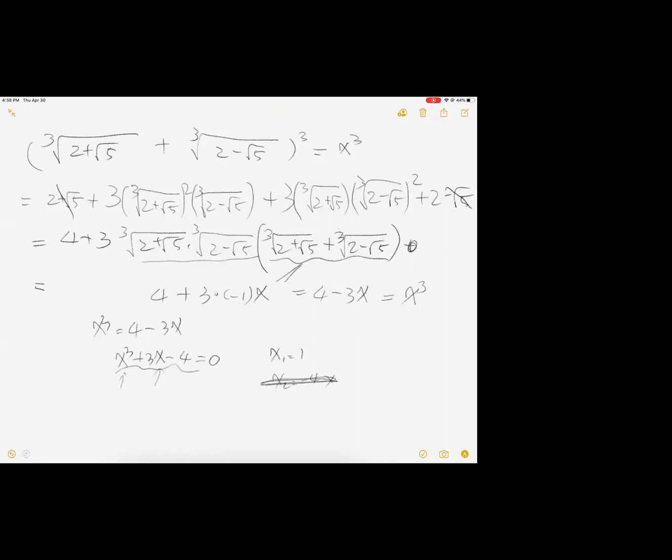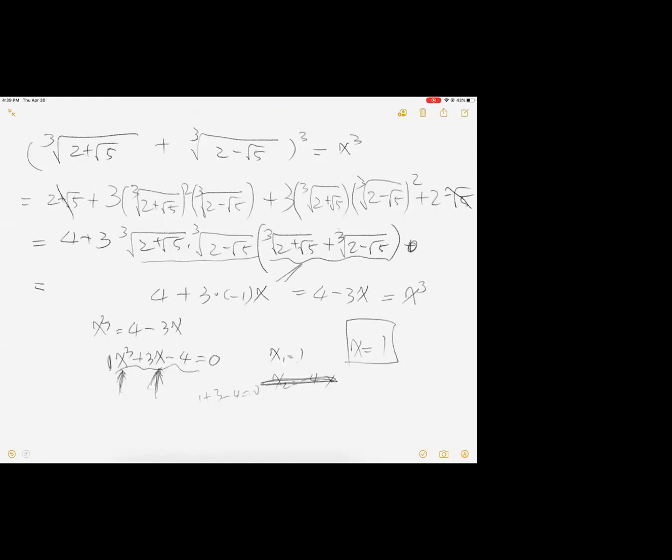So up to here, what do you do? Just guess. Look at this function. It is not easy to solve. But just look at it: this is x cubed, this is 3x. The coefficient of this one is 1, of this one is 3, and this is -4. 1 plus 3 minus 4 equals 0. So all we need is to make x equal to 1, right? So the answer is x is 1. That's it.